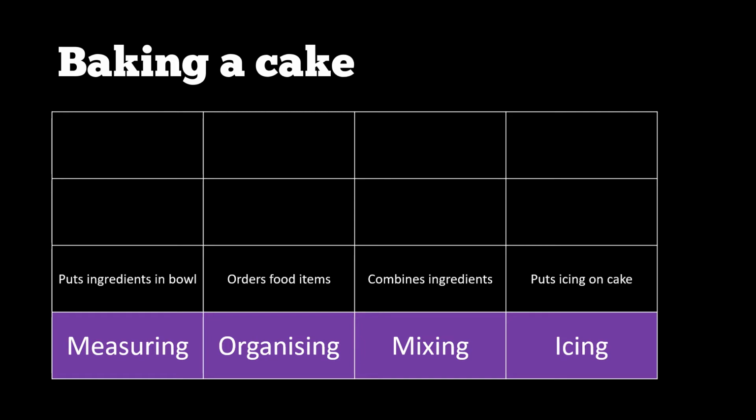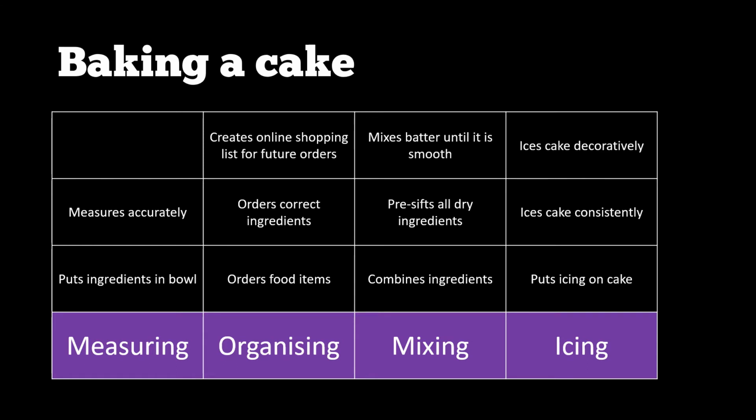You'll note again that these are all listed starting with verbs, and these are all statements that describe performance, describe different qualities of performance that learners might demonstrate when they are baking a cake. So let's go ahead and fill in the rest of the criteria. There we go. So these are different ways that learners might be demonstrating their skills of baking a cake. So you could watch a person bake a cake and assess them on that rubric and think, how did they go with their measuring, organising, mixing and icing.